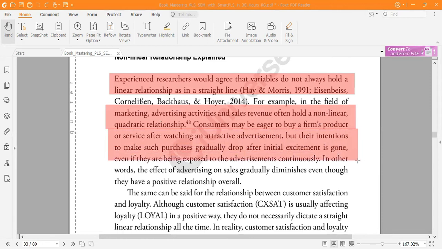Then the consumer may be eager to buy a firm's product or service after watching its attractive advertisement, but the intention to make such a purchase gradually drops after the initial excitement is gone, or even if they are being exposed to advertisement continuously. This happens even though, if I give you a very local example, whenever there is an advertisement from a big department store or from any restaurant, these advertisements catch our attention.